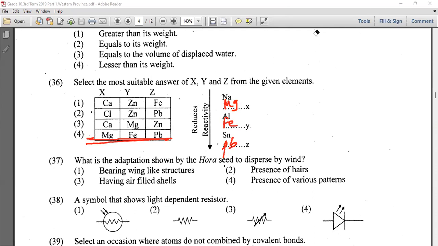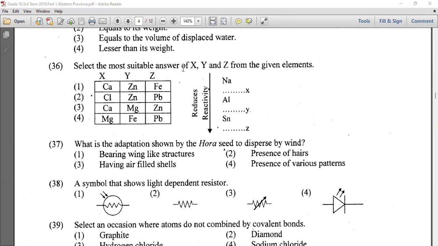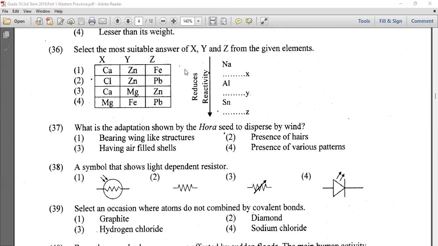Right. 37th. What is the adaptation shown by the seed to disperse by wind? Can you see that the seed has 2 wing-like structures, right? Bearing wing-like structures. Symbol of a light-dependent resistor, LDR, this one. A resistor into which light becomes a factor.